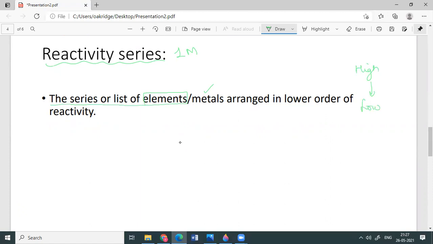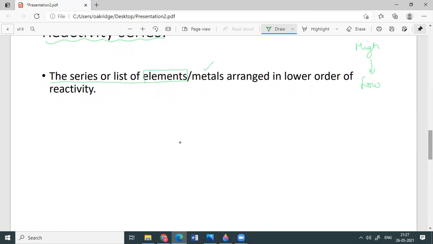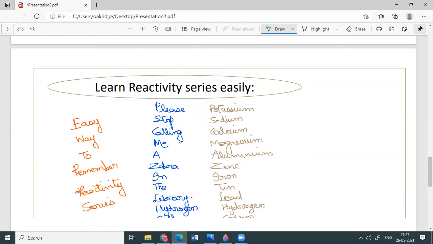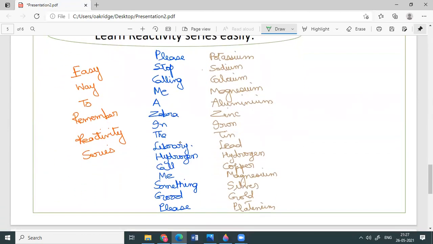So reactivity series is very important if you want to understand the displacement reaction. Reactivity series should be known to you. So how will we mug up? In other words, I can say reactivity series. I have a very easy method for you to remember this reactivity series, children. Okay, so this is the way.